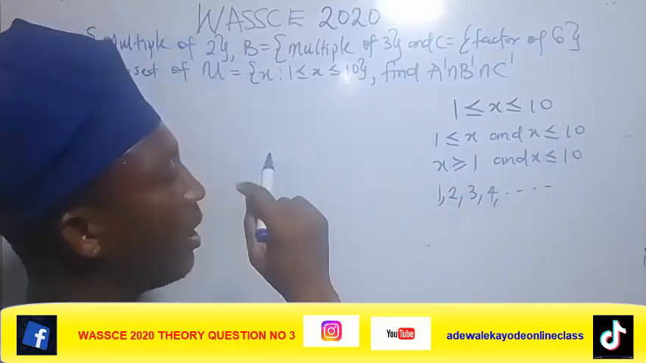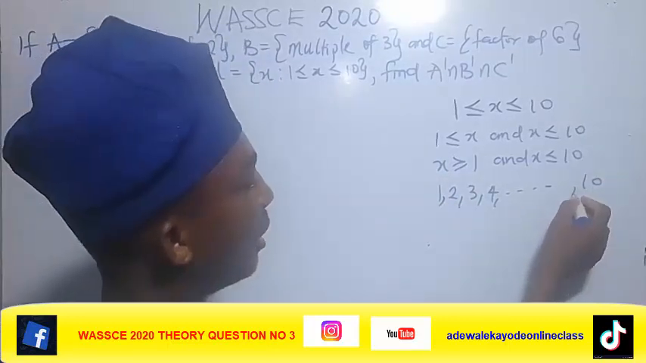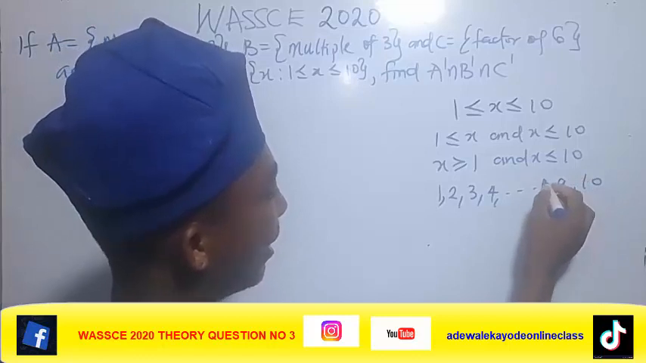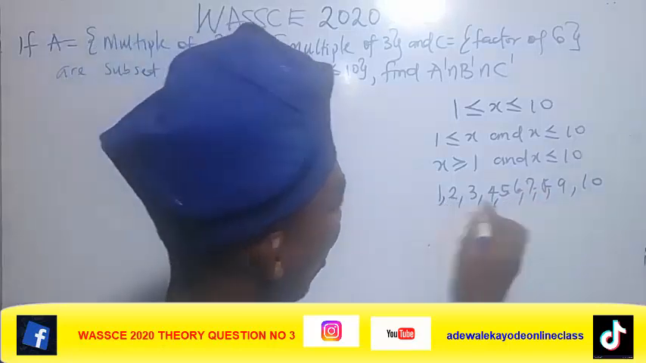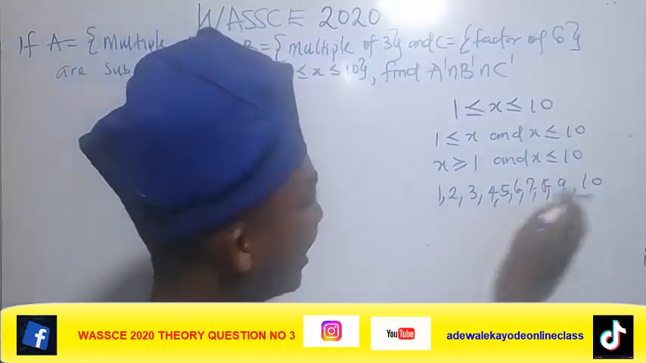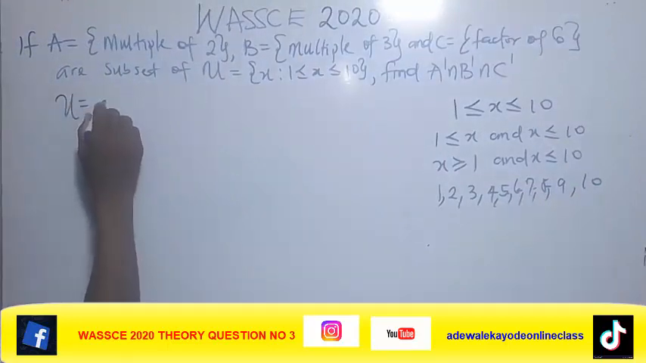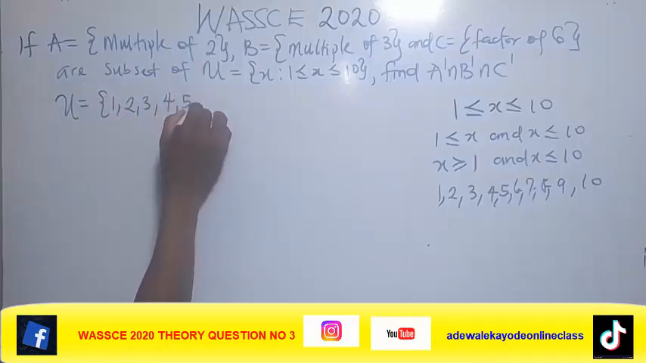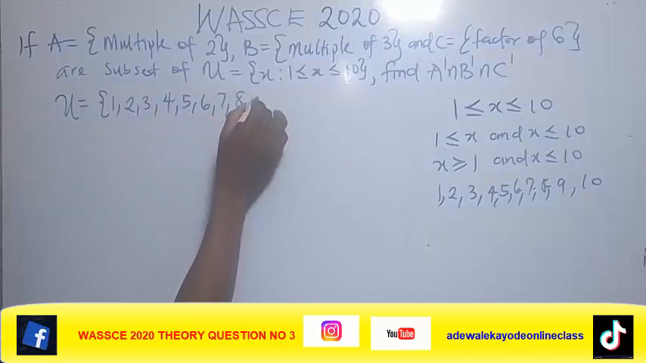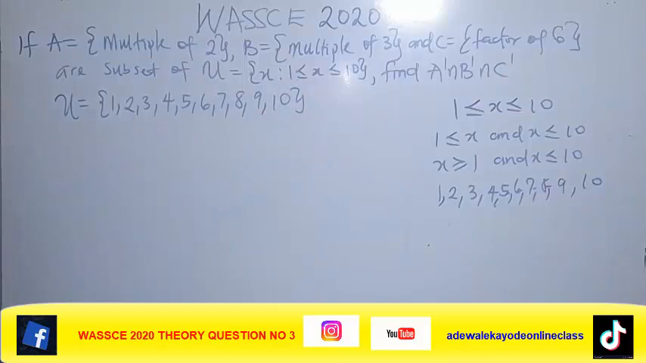Look at the second one. x is less than or equal to 10. So that means we are talking about 10 and other numbers that are lesser than 10: 9, 8, 7, 6, 5. You see that all the numbers will now fall between 1 and 10. So that means our universal set is equal to 1, 2, 3, 4, 5, 6, 7, 8, 9, and 10.